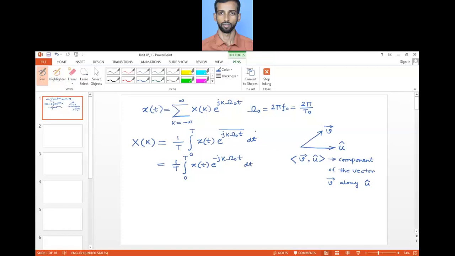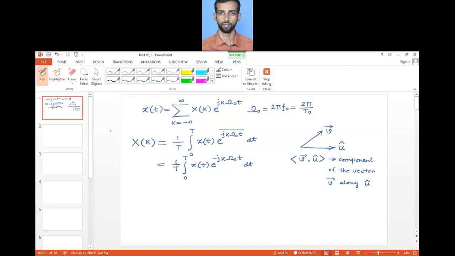So these two equations, x of t is equal to summation k equal to minus to plus infinity x of k e to the power j k omega naught t, is known as the Fourier series representation of the periodic signal x of t, where x of t is a continuous one. And these Fourier components x of k can be obtained from the second equation, that is x of k, which is given by 1 by T, 0 to T, x of t e to the power minus j k omega naught t dt. Now this particular representation is known as the exponential Fourier series representation, because we have represented the signal x of t as the weighted addition of complex exponential signals.